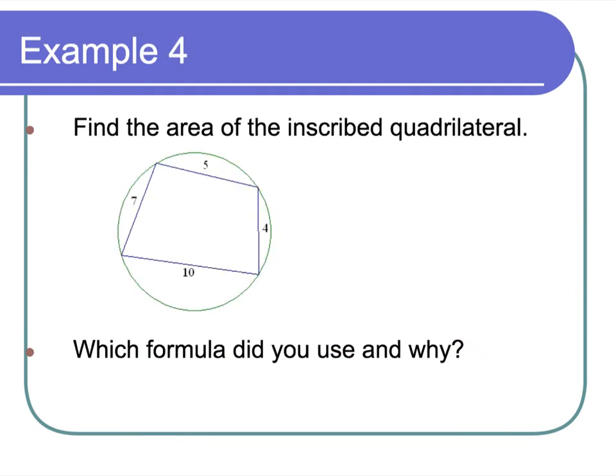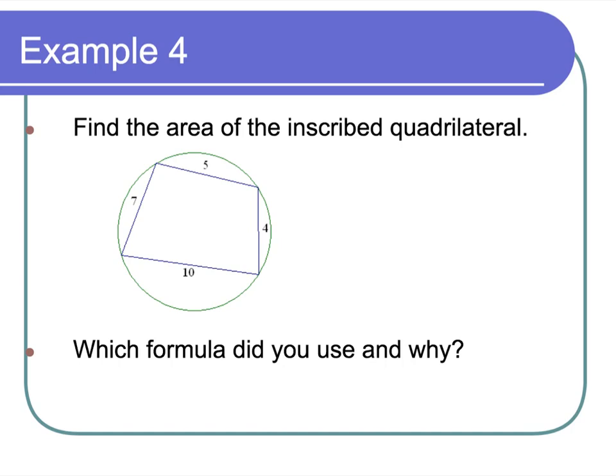Alrighty, so we got one last problem here. The final problem of chapter 11. Jake, what formula you thinking we're gonna need to use? Brahmagupta's. Why do you say that, Mr. Jake? It's inscribed in a circle. It's a quadrilateral in a circle.